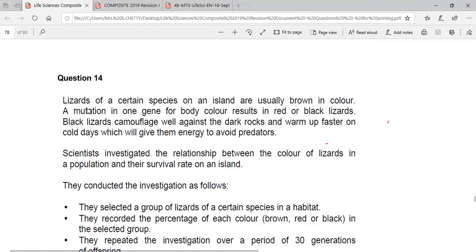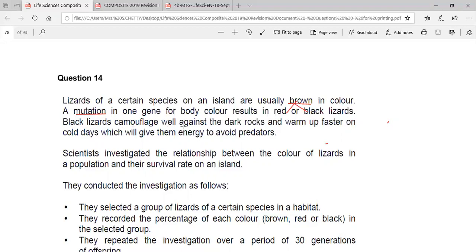Question 14. Lizards of a certain species on an island are usually brown in color. Take note of all these important things as you are reading them. So they are usually brown in color. Okay, my darlings? See what we can do here. So they are usually brown, so that's their color. A mutation in one gene, so a mutation causes this drastic change, results in either red or black. So from brown, they become red, or from brown, they become black.